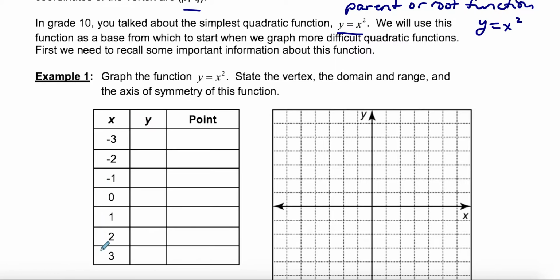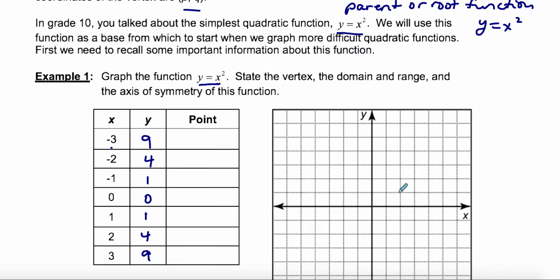So some values here that you can use whenever we're working with quadratic functions. When you sub in -3 for x, -3 times -3 is 9. And when I sub in -2 for x, -2 times -2 is 4. -1 times -1 is 1. So this is how we would fill in our values for y, by subbing into our equation: 1 times 1, 2 times 2, and 3 times 3.